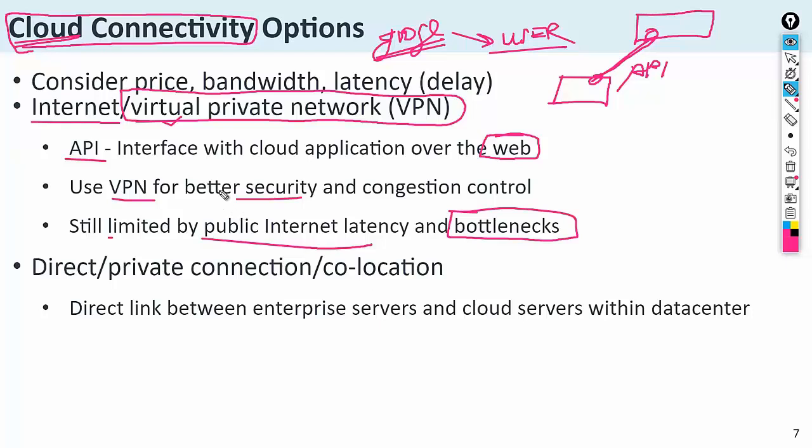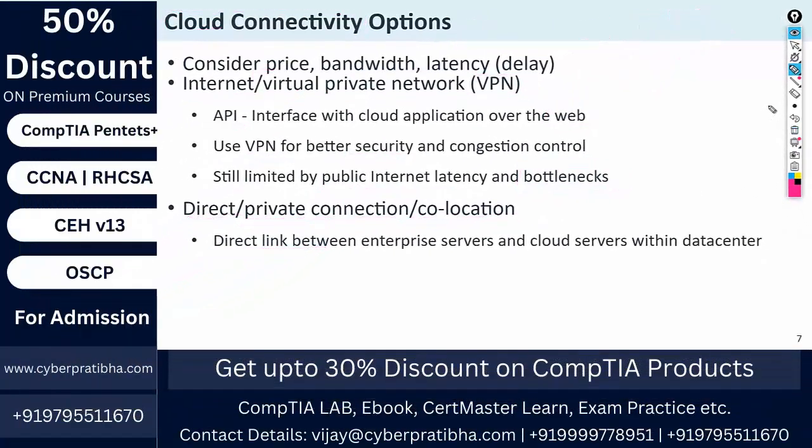Another type of cloud connectivity is the direct or private connection, or co-location. It depends on the cloud users, or rather, not the cloud user but the cloud administrator. Any organization that has set up a data center needs to manage the data center too. So a direct link is available. By using the direct link, the administrator will connect and do the required configuration.